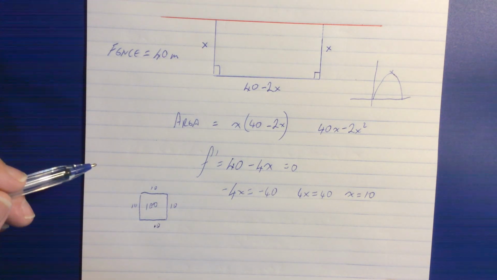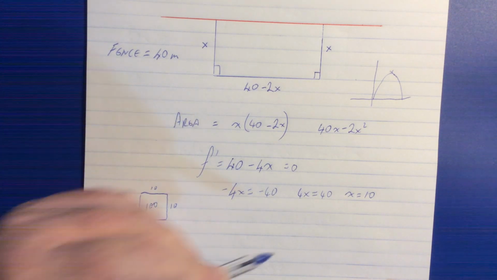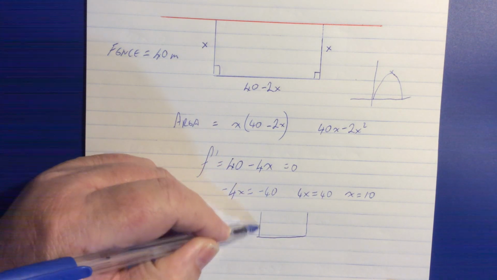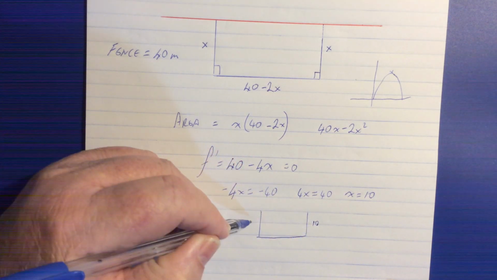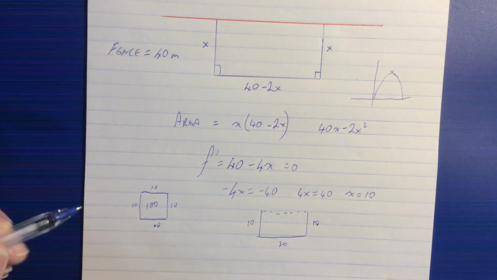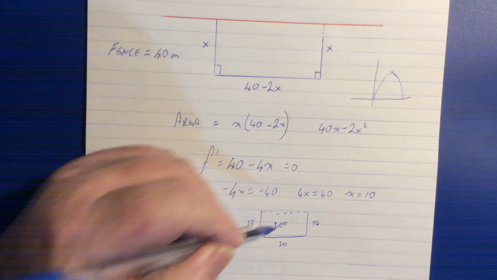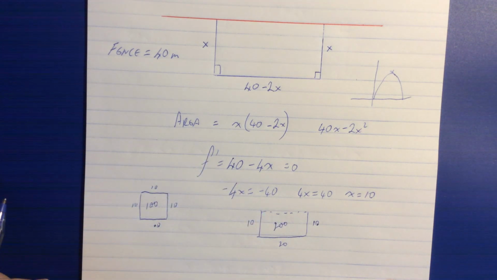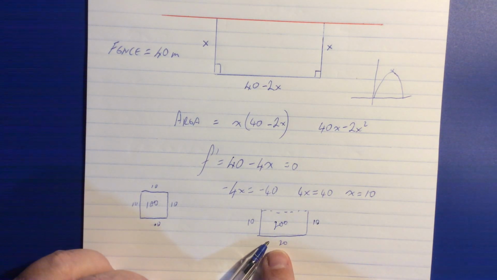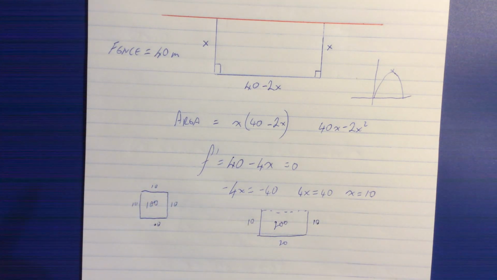Okay, now what we're going to wind up with here is something slightly different. So if that's 10 and that's 10, this must be 20. We'll put the dotted line across there just to represent the fence. So 20 times 10, 200. A bit of a surprise, I expect, but it is to do with the fact that we are using the fencing that we have available to us on only 3 sides.